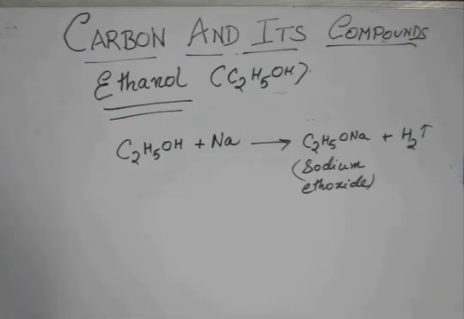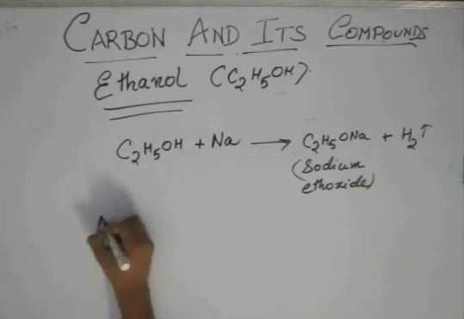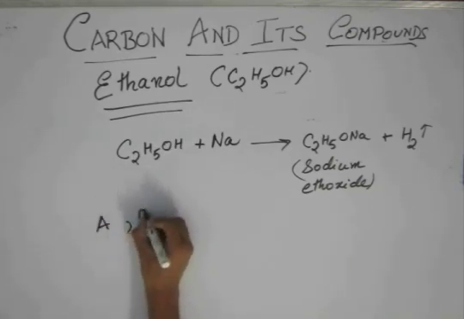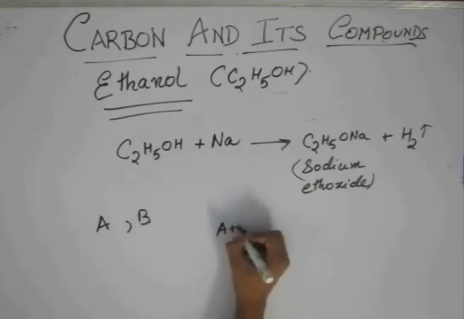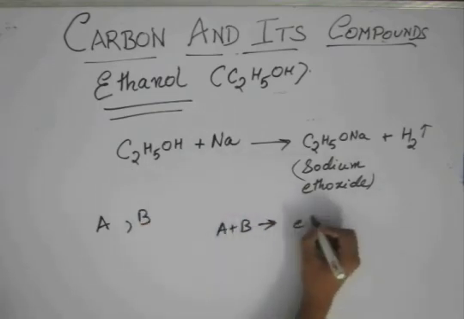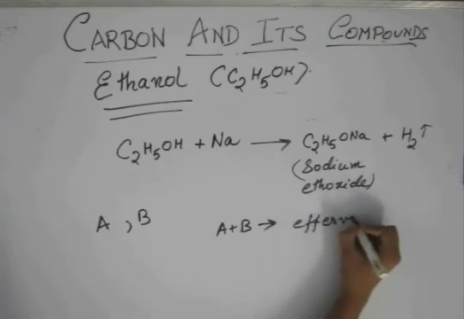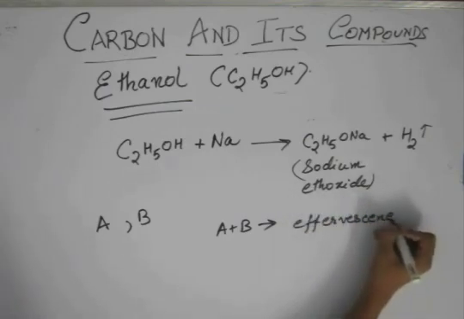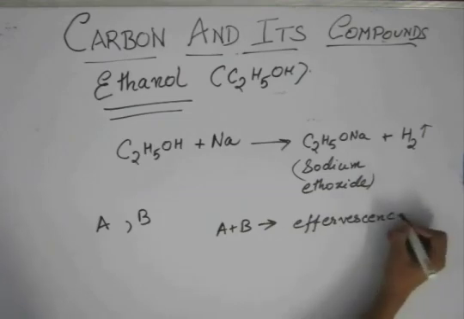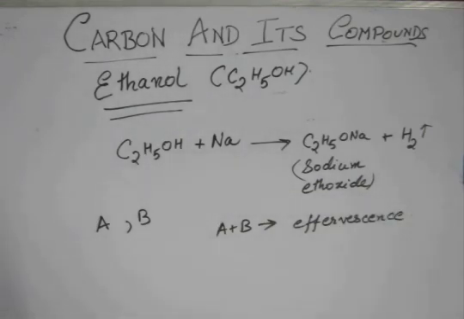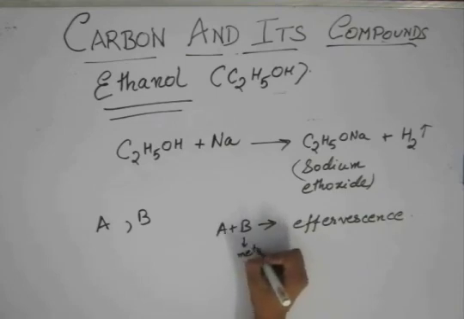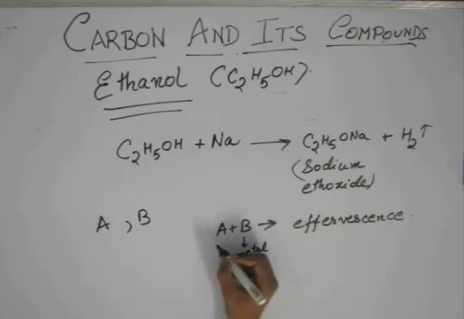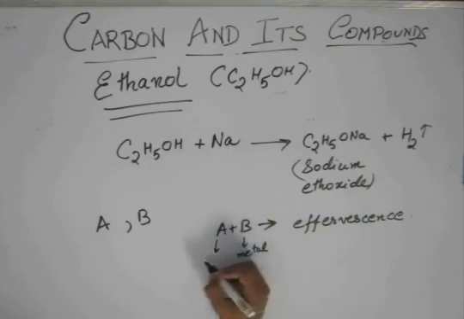So basically the type of questions which they ask is, you have a compound A and a metal B, and A plus B gives rise to effervescence. You know what effervescence is? Effervescence means the evolution of gas. So what are A and B? B is a metal, it's given, and suppose A, it's given that A is an alcohol.